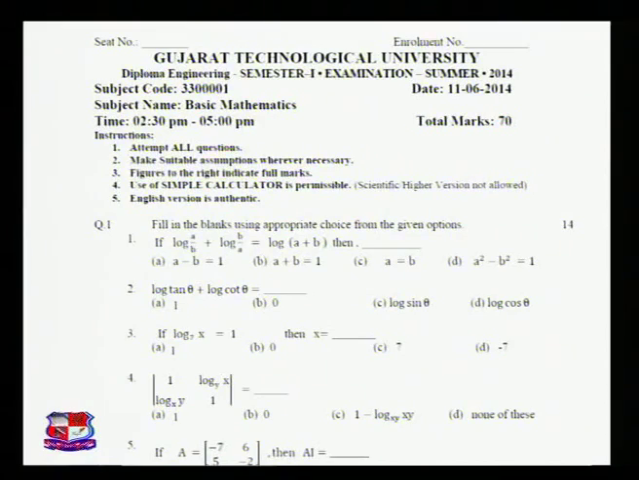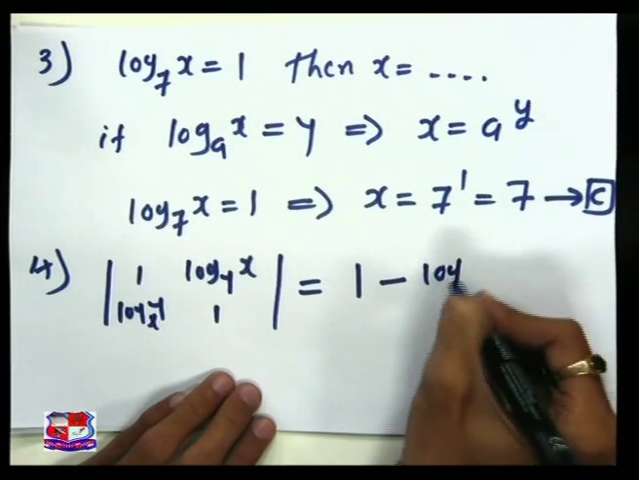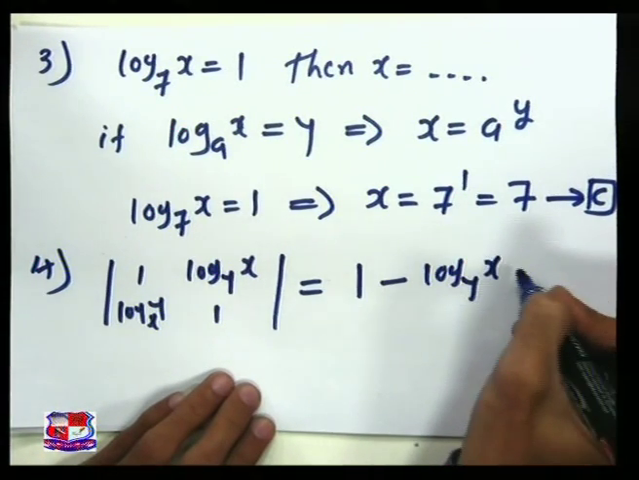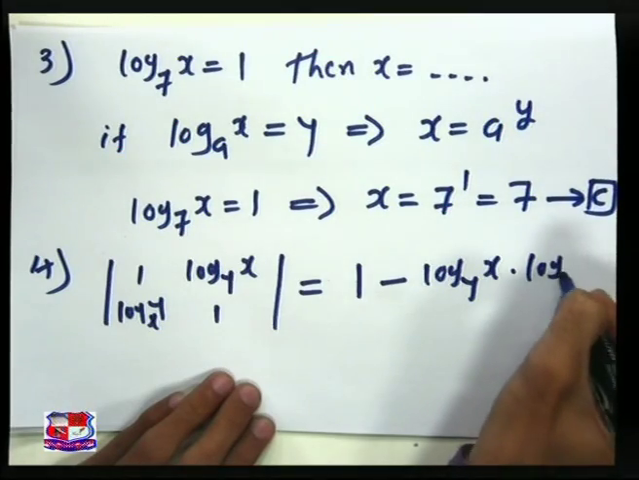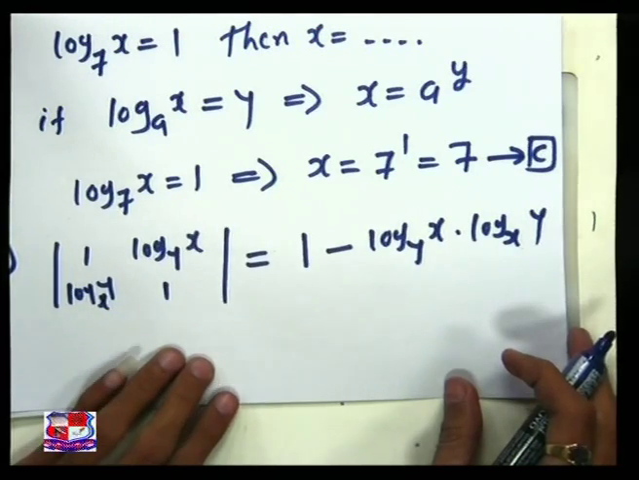In the same way, if we move to the fourth one, the question is the determinant of [1, log x base y; log y base x, 1] equal to blank. So that is very clear: 1 into 1 is equal to 1, minus log x base y into log y base x. That is the expansion of a 2 by 2 determinant.